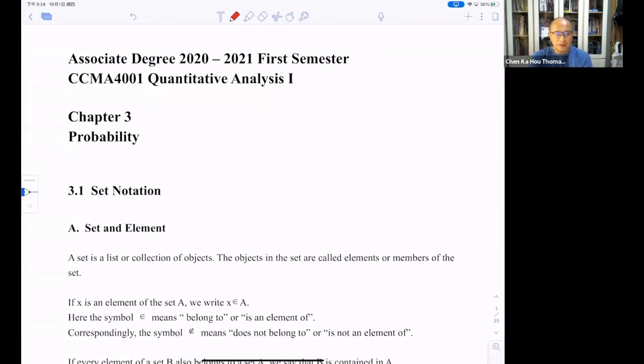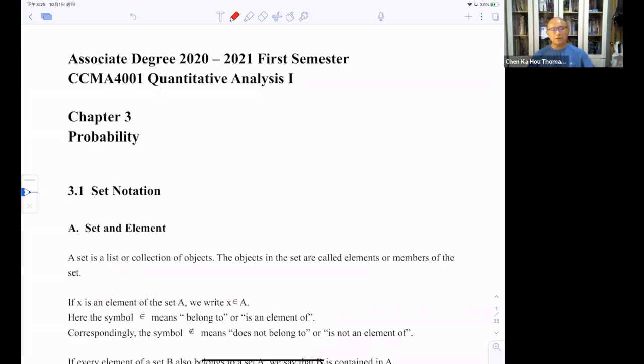Thanks for attending the lecture using the random mode teaching. We'll start with Chapter 3, Probability. You should receive the notes and exercises about probability.